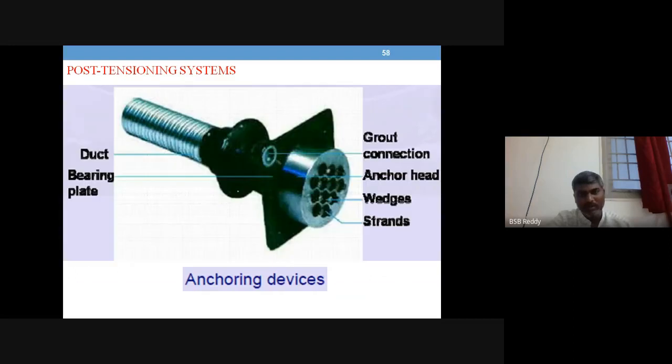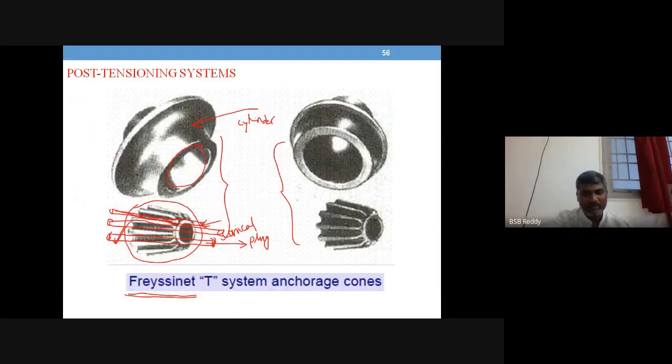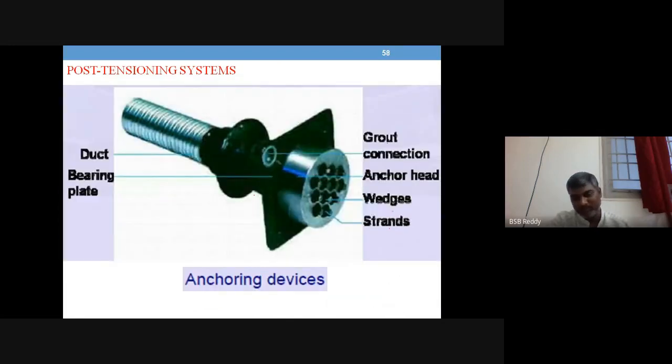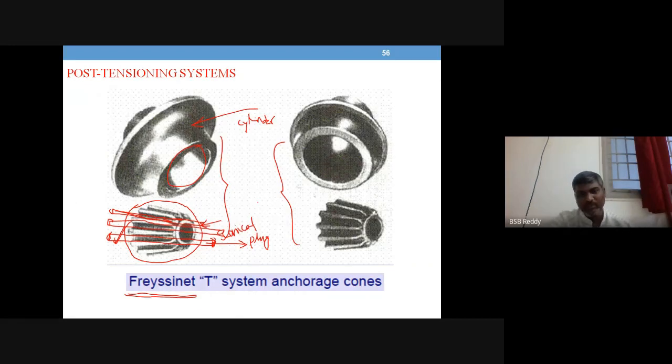And a colored picture of this. The same thing: a duct, bearing plate, the wedges, strands, anchoring head, connection, grout, everything. As you will be drawing only the line diagram, I suggest you take the diagram from the Krishnaraju textbook. So coming back to the Freyssinet system, it's a simple thing.